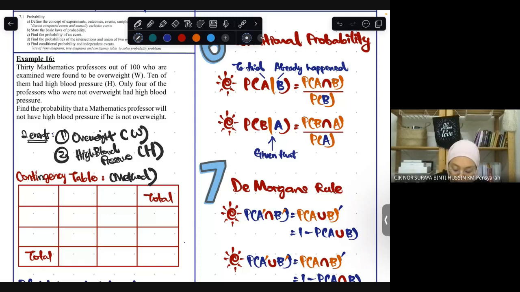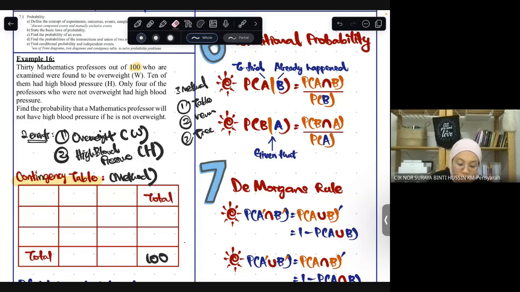Okay, remember we have berapa tadi method? We have 3 methods. Table, Venn diagram, dan juga tree diagram. But you choose according to what is suitable. And how do I know contingency table is suitable? Because we have a total of 100 professors. Okay, dalam 100 orang profesor ni ada 30 profesor yang mempunyai overweight. So overweight dekat sini saya labelkan dia kat sini lah.